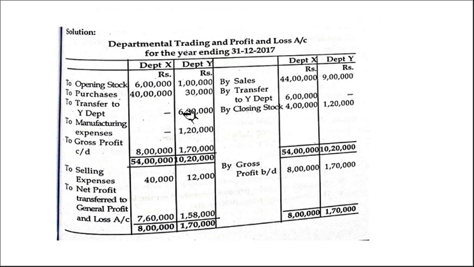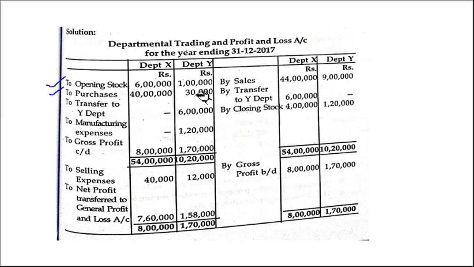General expenses of the business as a whole came to rupees 1,30,000. Okay, first let us prepare the departmental trading and profit and loss account for the year ending 31st December 2017. This you know very well. Since your PU days, you might have worked such problems, trading and profit and loss account, right? So department X, department Y. The first thing always comes is opening stock. It is given in the problem. Two, purchases, 40 lakh and 30 lakh. This is also given in the problem. So as usual, whatever information is given, we are writing it as it is.